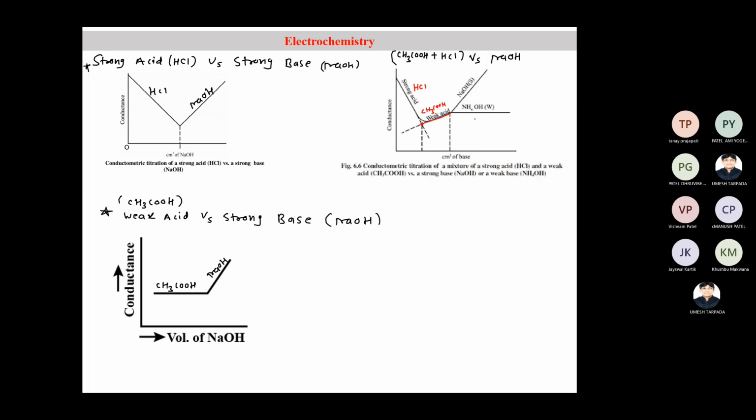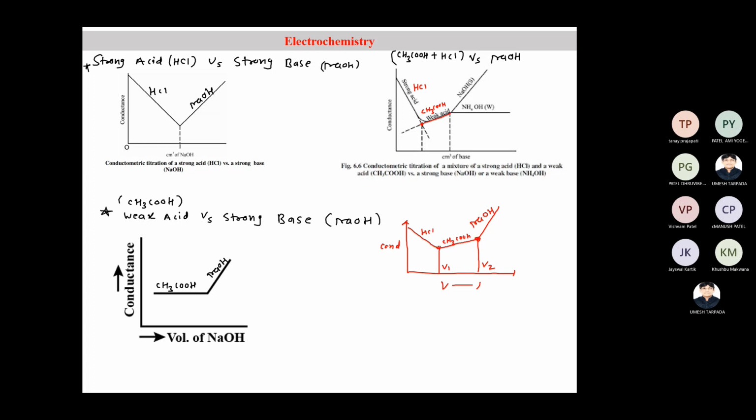So this is the nature. After HCl is neutralized, it increases slowly, and then it increases suddenly due to NaOH. This is acetic acid. This is HCl. This is your first endpoint, that is called V1. This is your second endpoint, that is V2.